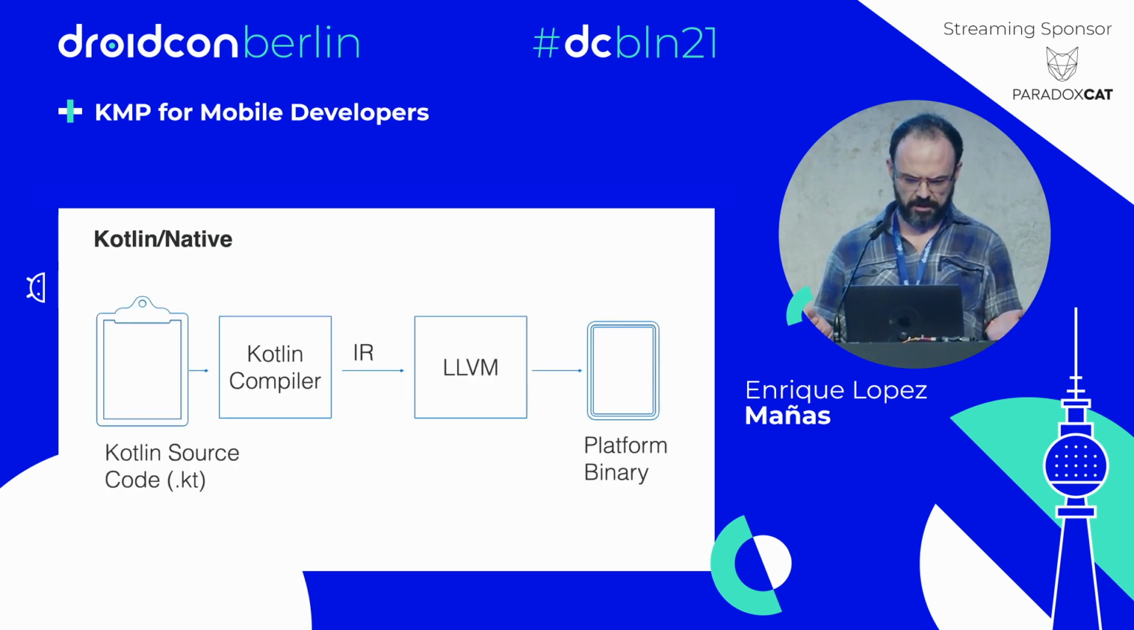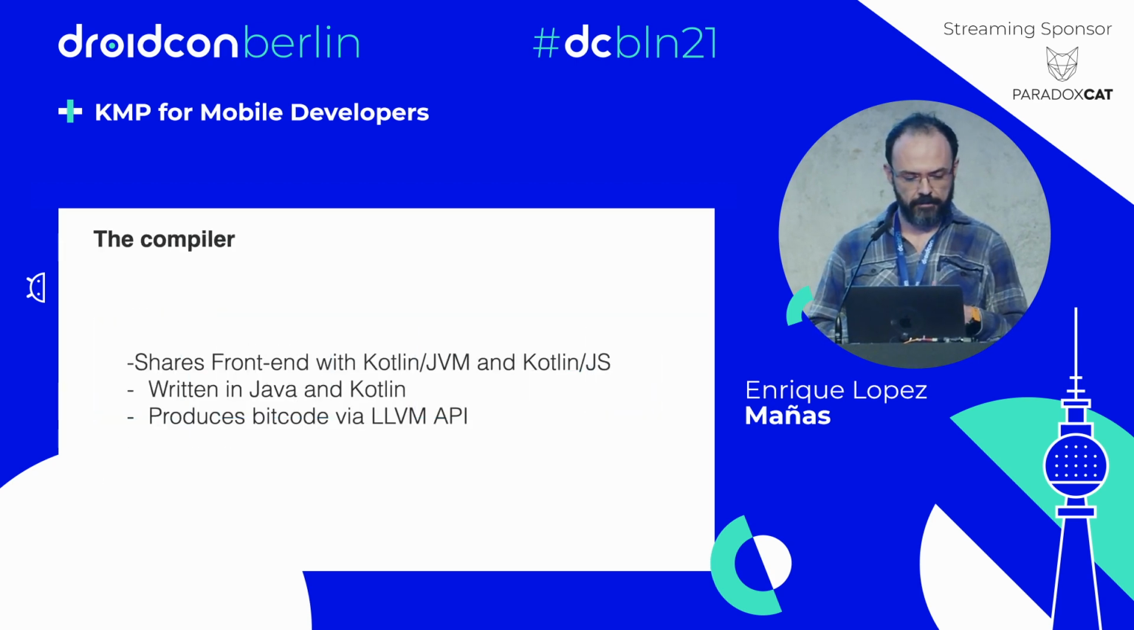The process is fairly rational. We will have our KT source file. This goes into a Kotlin compiler that creates an intermediate representation. And through the LLVM, we will create the platform binary we want. The compiler itself shares the frontend with Kotlin JVM and Kotlin JS, and it has been funnily written in Java and Kotlin and uses, as mentioned, the LLVM.